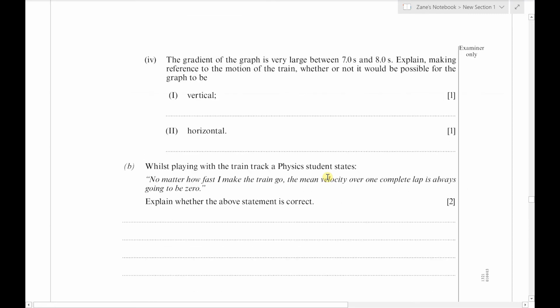The next part continues testing our understanding of what the gradient of the line means. It tells us that the gradient of the graph is very large between 7 and 8 seconds, and asks us, with reference to the motion of the train, to explain whether or not it would be possible for the graph to be vertical. Well, remember that the gradient represents the speed, and a vertical line would have infinite gradient, which would mean infinite speed. So therefore that's not possible. Nothing can travel at an infinite speed. If the line is horizontal, the gradient there is 0. That would mean the train is stopped, and so this is possible.